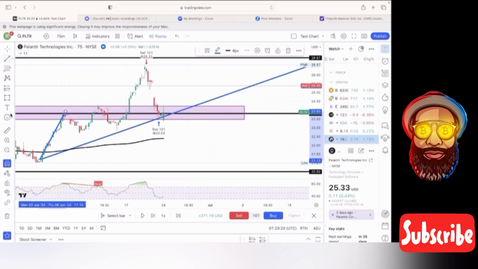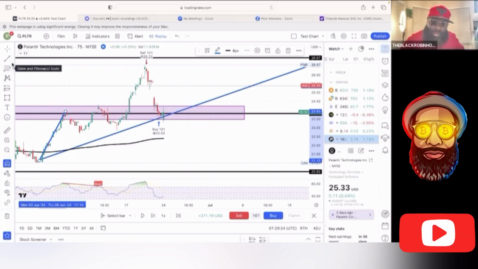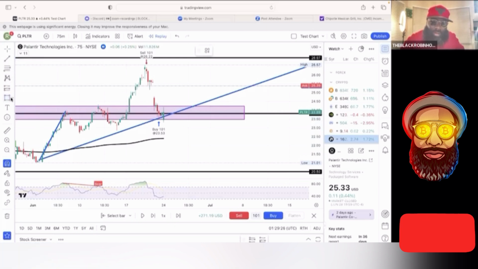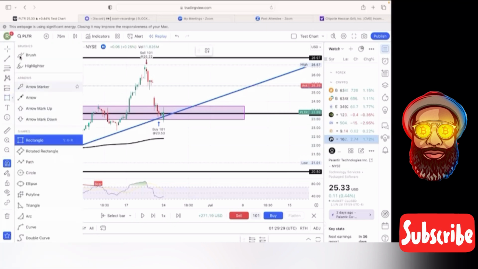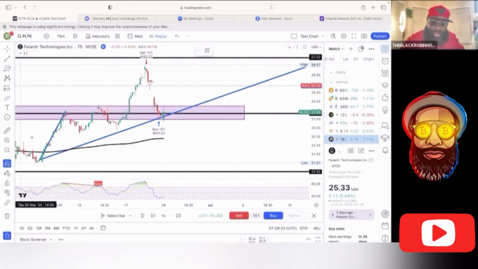Can you grab it? What to make it? That's what to make it for the brush, highlight, brush. Okay, so let's do this.